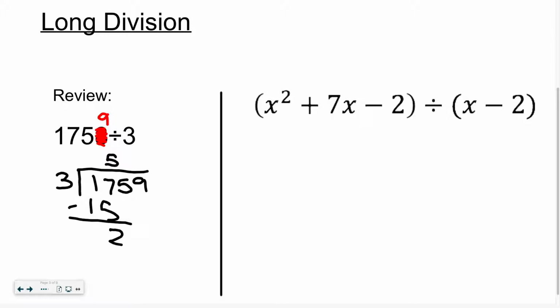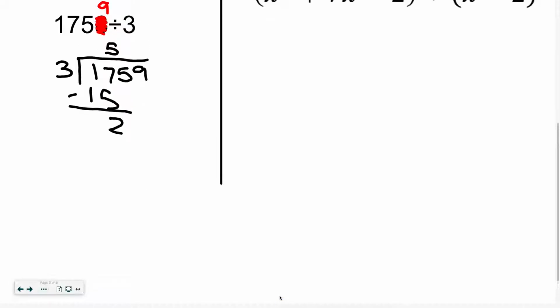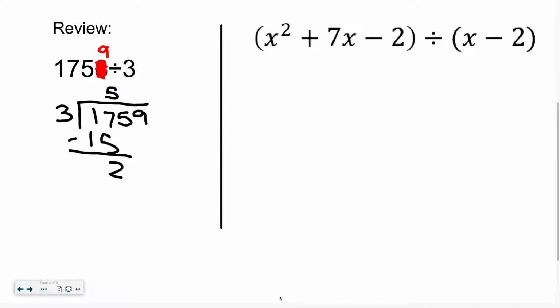And then what do you do after you subtract and get 2 right there? You done? Bring the 5 down. So we're going to see that too. We're going to bring down a term in our polynomial, so we bring down the 5, and then we just repeat the process, right? How many times does 3 go into 25?